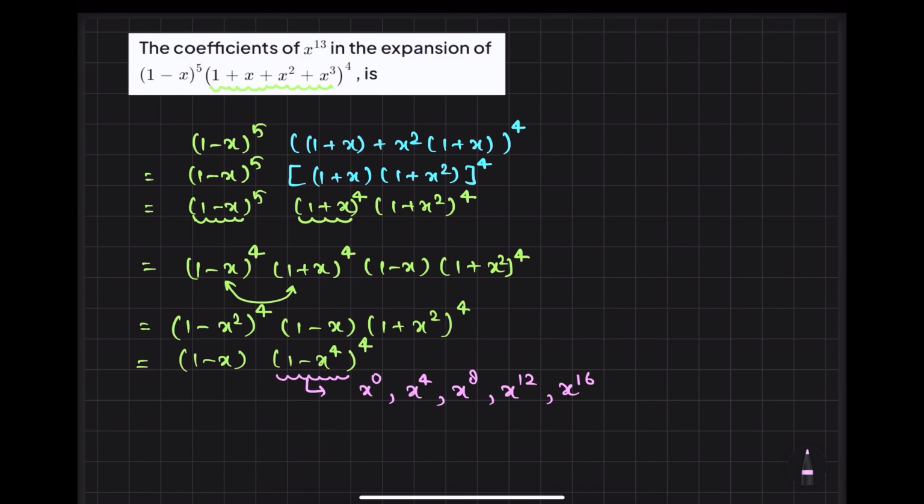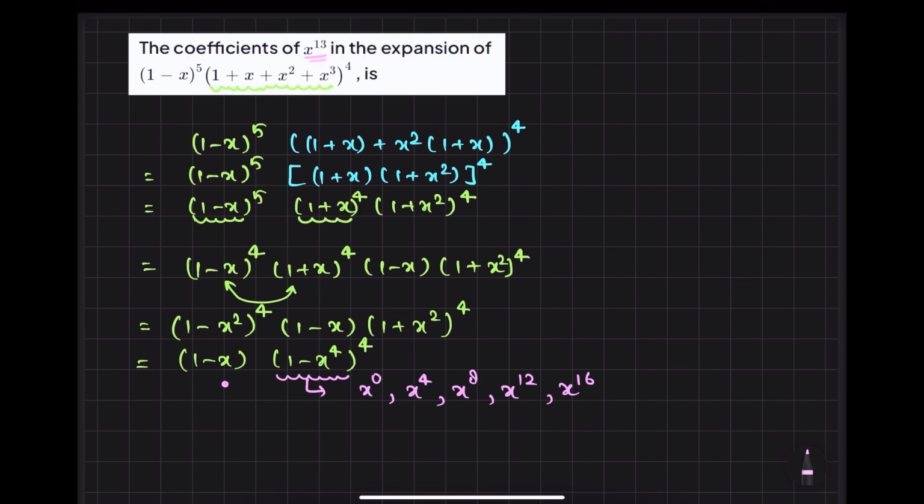Okay, now look at this thing. Suppose this is team A and this is team B, and we want to organize the fight, and the fight will be organized between the persons whose product has the coefficient of x power 13. So suppose that 1 wants to fight. So 1 is having x power 0. So he will fight with whom? X power 13. But in the next team we don't have x power 13. This means this one cannot fight.